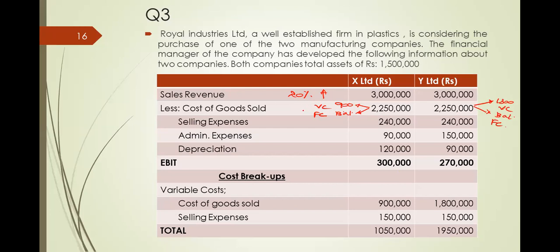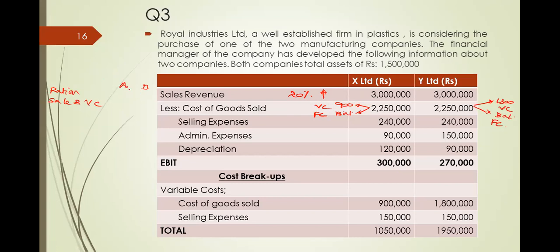As it has been mentioned, variable cost is linear to the sales revenue. We have to identify the ratio between sales and variable cost for A and B.